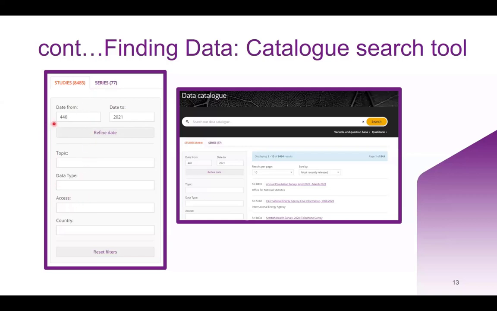You can also use various filters on the left side of the data catalog pages in order to narrow down your search. The available filters include the date from and the date to. You can also search using the topic areas. Please note that this filter only contains a limited set of high-level topics. You can also filter by the data type, which are the longitudinal studies, UK survey data, business microdata, and census data. And you can also use the access filter to filter by the different access levels we have, which my colleague will talk about in the next section.